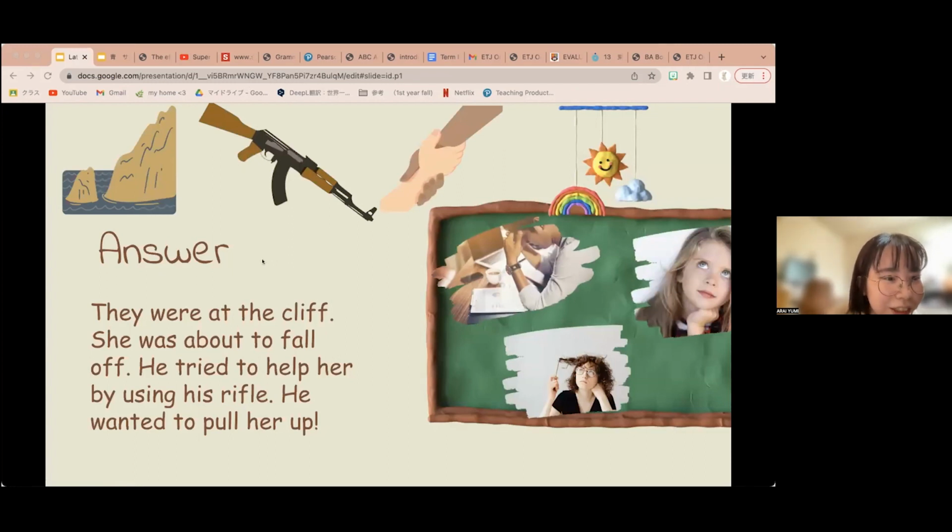So they were at the cliff and she was about to fall off the cliff. And he tried to help her by using his rifle. I don't know why he had it, but he wanted to pull her up by using his gun. So this was the answer. It's kind of funny, but yes.